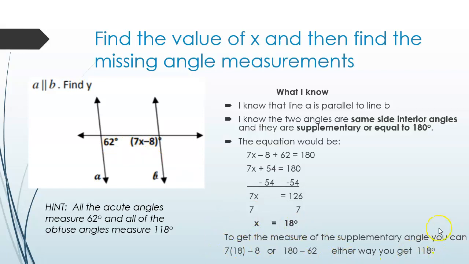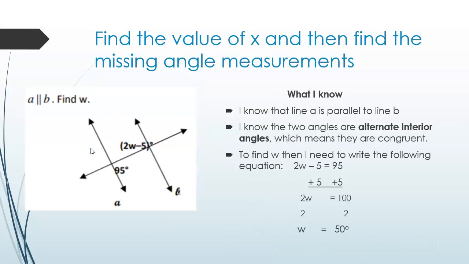Here's all the math you need to understand. 62 degrees. Vertical one is 62 degrees. Corresponding 62 degrees. Vertical 62 degrees. 118. Vertical 118. So you have to know your corresponding and alternate interior, alternate exterior, and vertical angles.